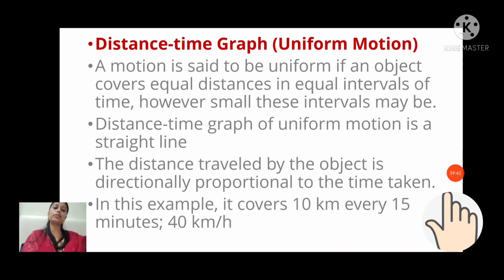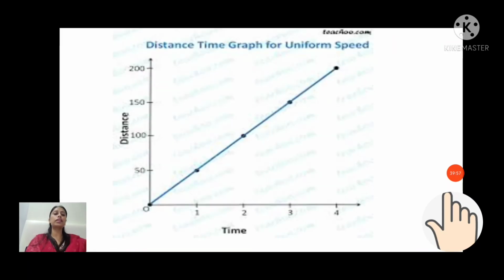Same distances, same time. 15 minutes each is the same time, and 10 kilometers each is the same distance. So here you can see the same distance in the same time. So the motion will be what? Uniform motion, and the graph will also be a straight line.